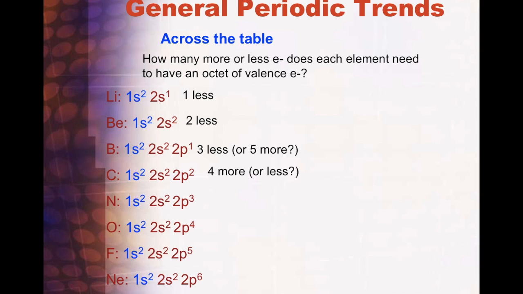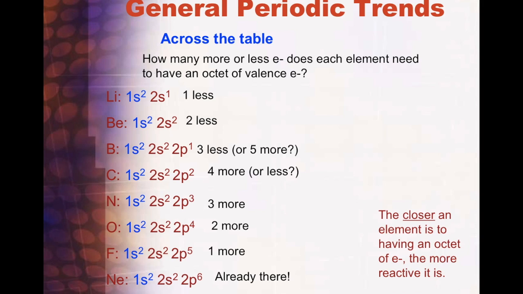Now we go to carbon, and carbon's right in the middle. It's got 4 valence electrons. It wants an octet of 8. It could gain or lose 4 electrons. Nitrogen needs 3 more electrons. Oxygen needs 2 more electrons. Fluorine needs 1 more electron. And neon is already there. It doesn't want to react because it's got a stable electron configuration already.